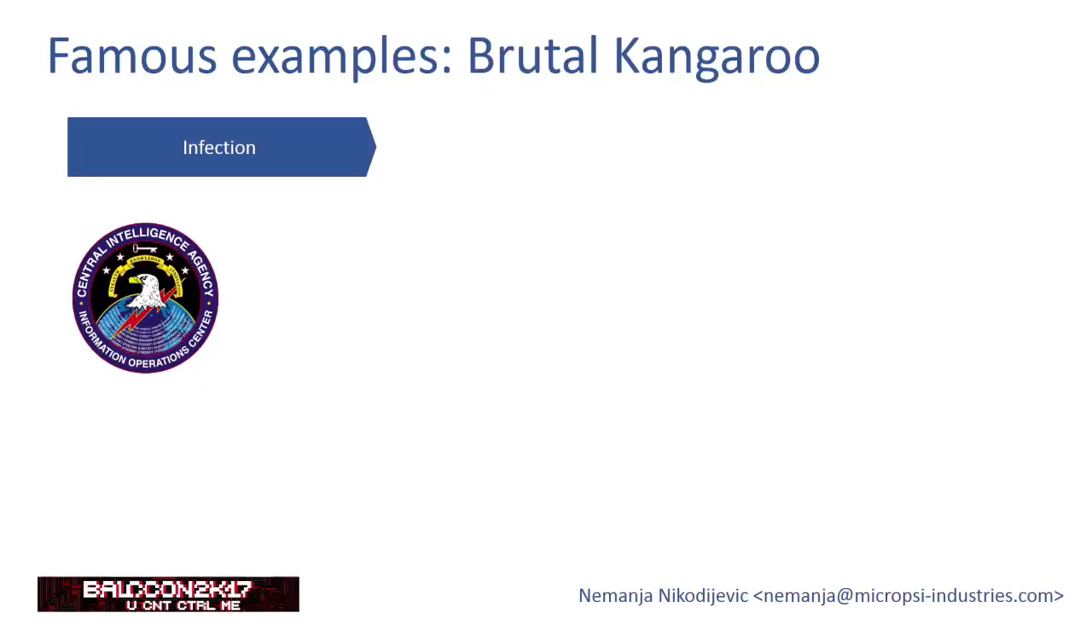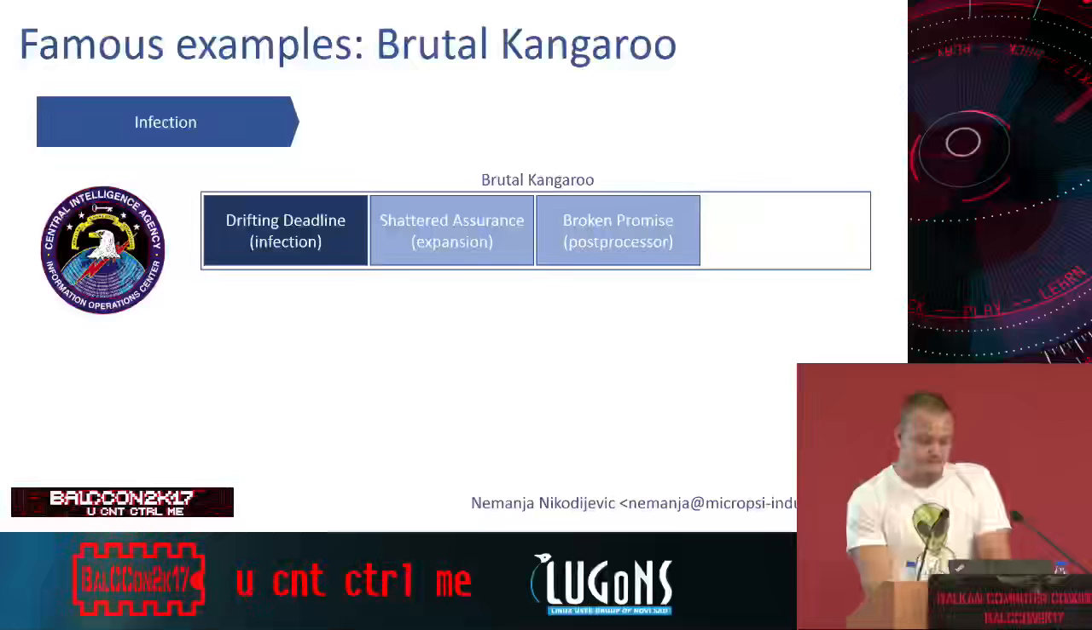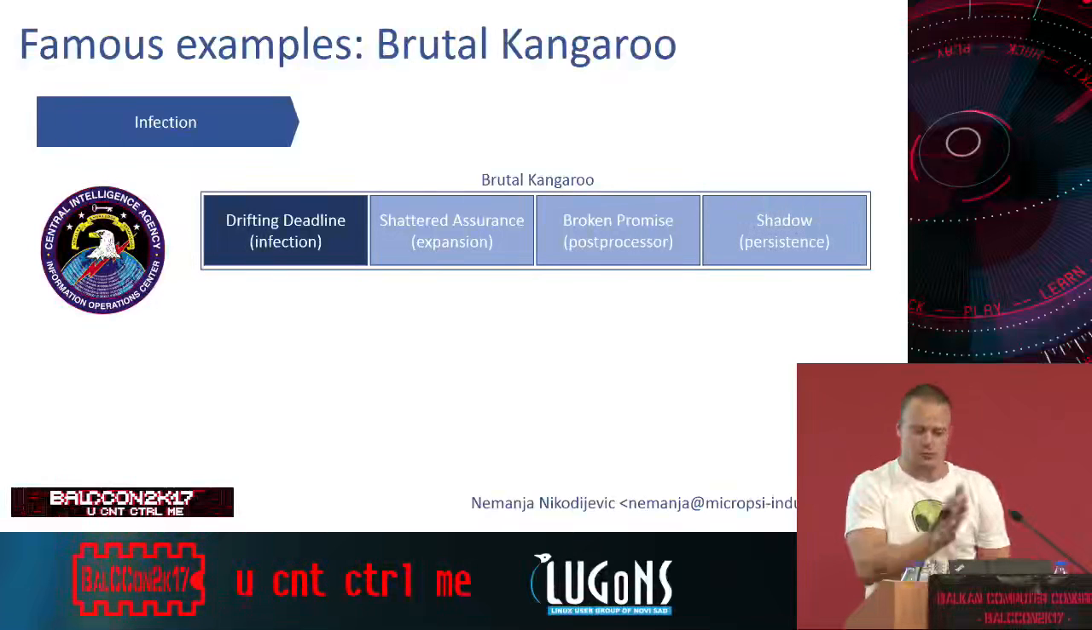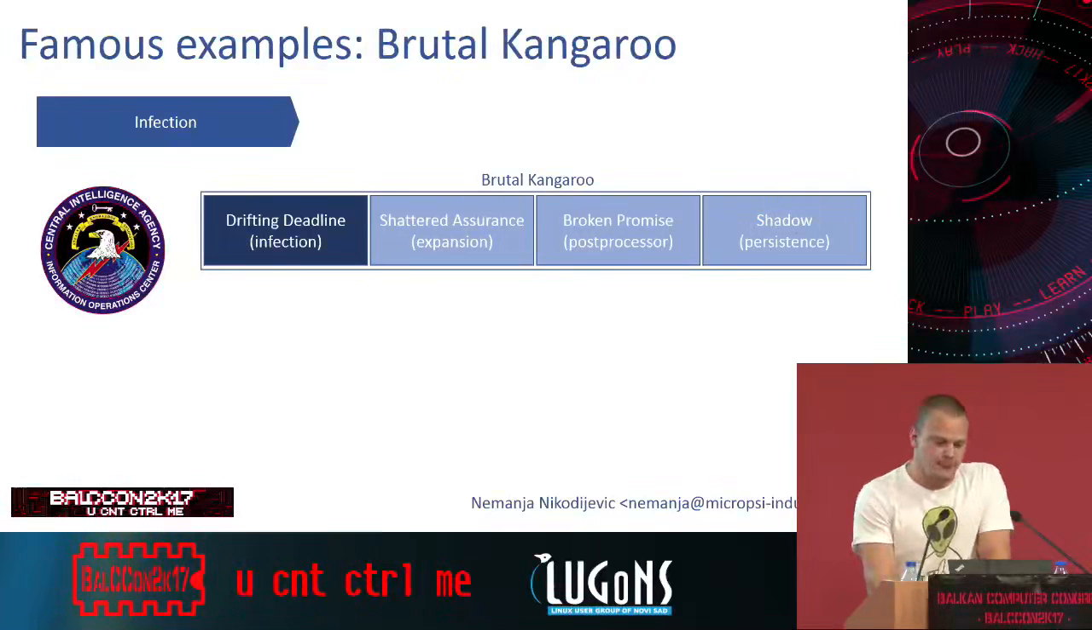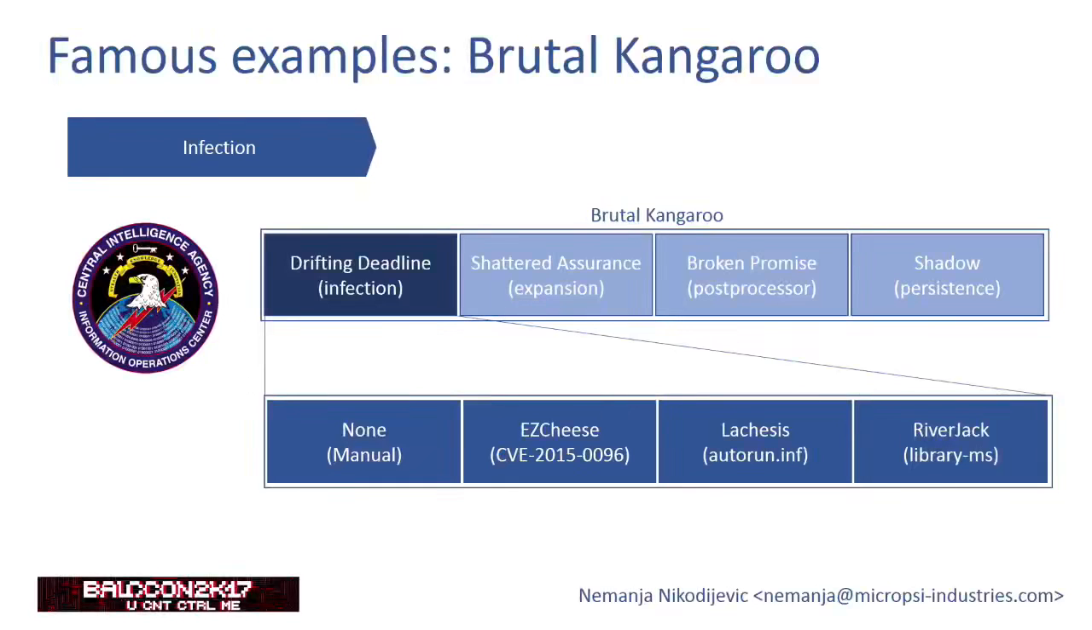Now, the newest example comes from the CIA Vault 7 leak that was published on the WikiLeaks website. So Brutal Kangaroo is the tool that was apparently used for jumping the air gap when needed. It consists of 4 sub-modules, each of them having their own purpose for each of the steps that we described earlier. So basically, the infection vector can be either just planting an exe file on a USB stick and waiting for the victim to start executing that file. So that's the first one, manual execution.